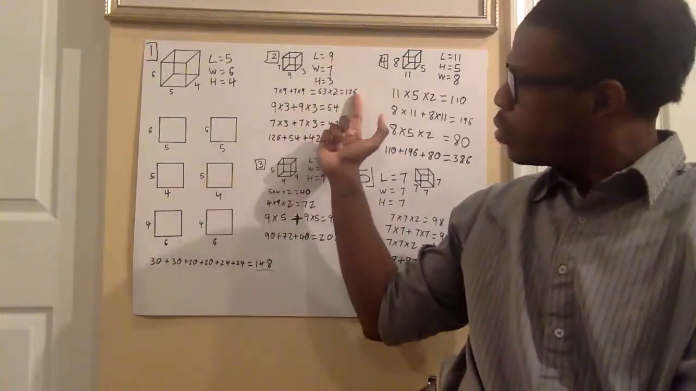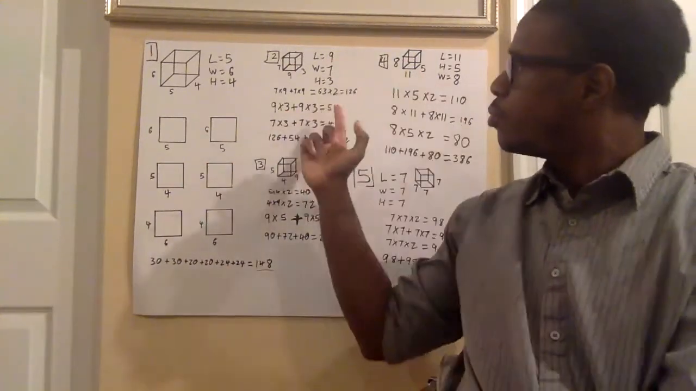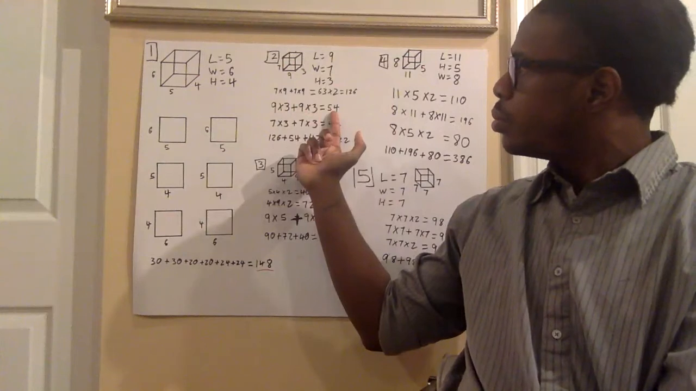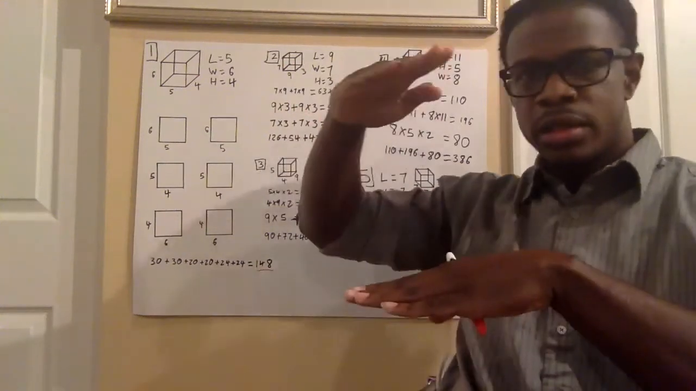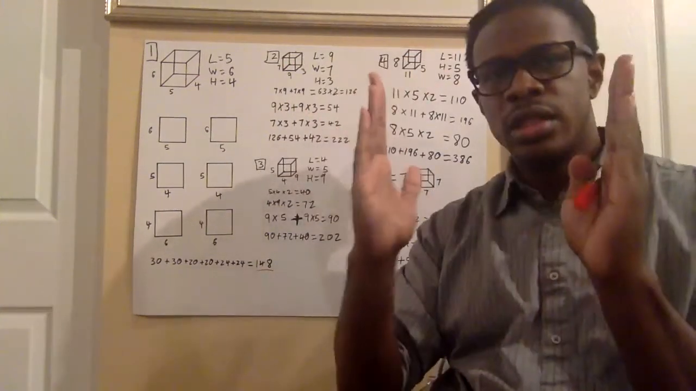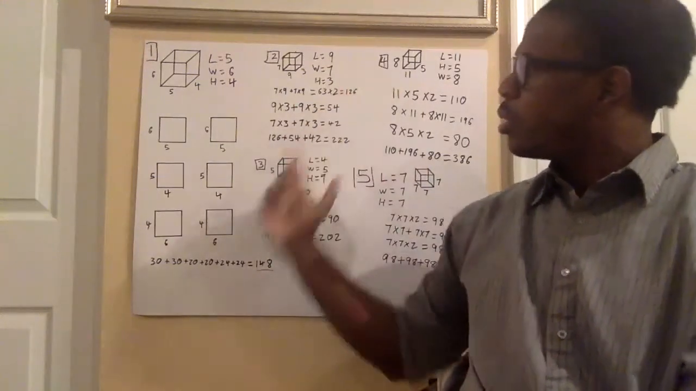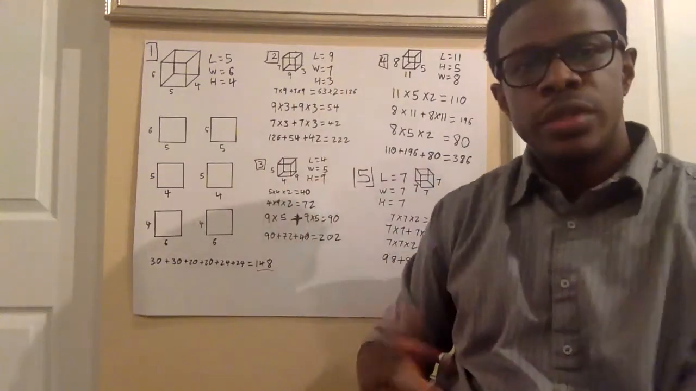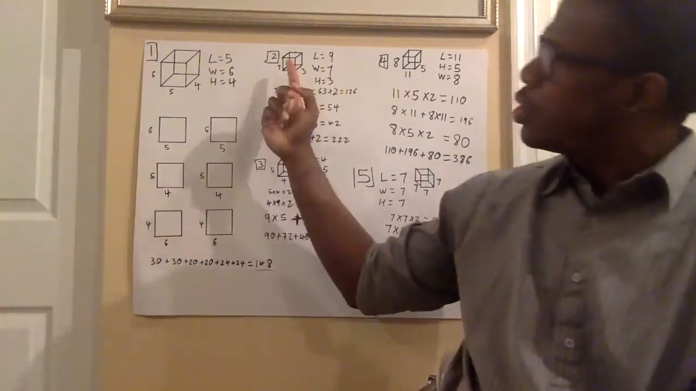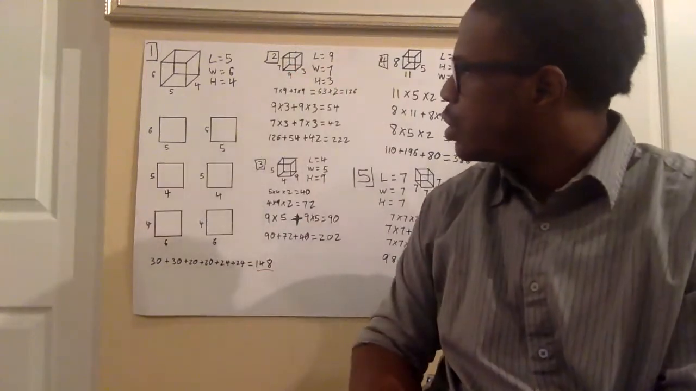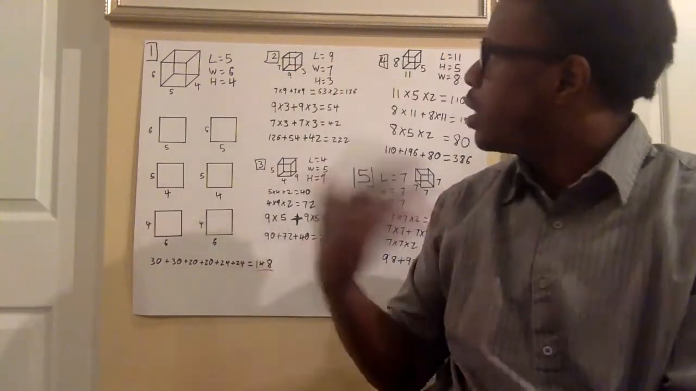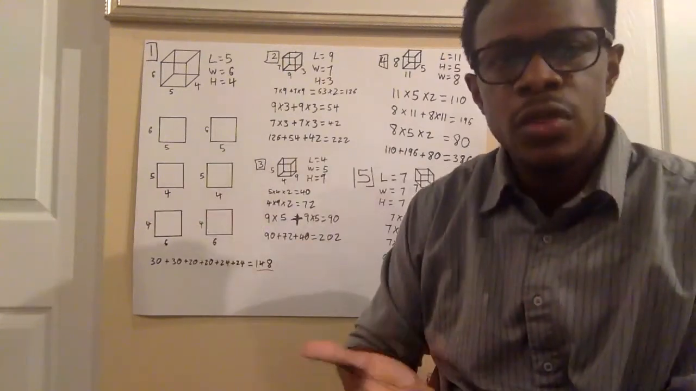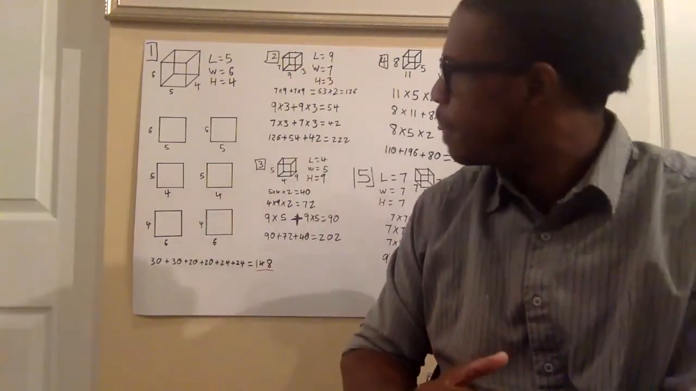So we have 126, the front and the back, 54, which was the bottom and the top, and then 42, which is left and right. When you add them all together, you're going to get 222. So the surface area for this shape, with a length of 9, a width of 7, and a height of 3, is going to be 222.